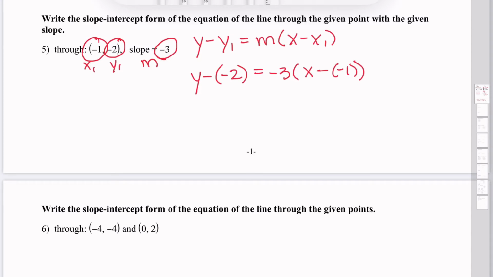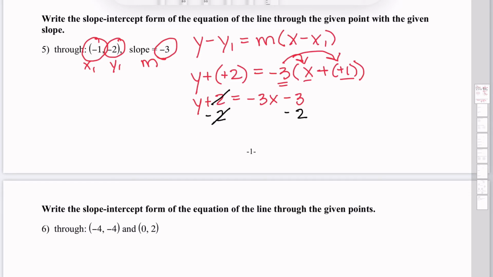Now we're going to distribute the negatives. 2 negatives make a positive. Y plus 2 equals, the negatives inside make a positive, but let's distribute the negative 3 into each term. So negative 3 times x is just negative 3x, and negative 3 times positive 1 is negative 3. Last step into turning this into slope-intercept form is to isolate your y.